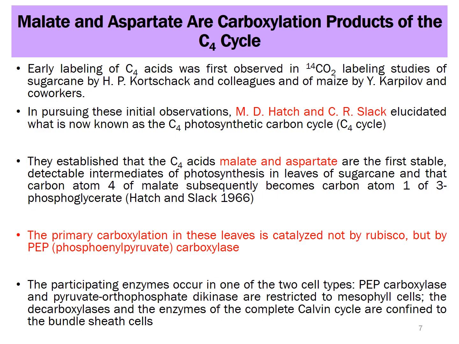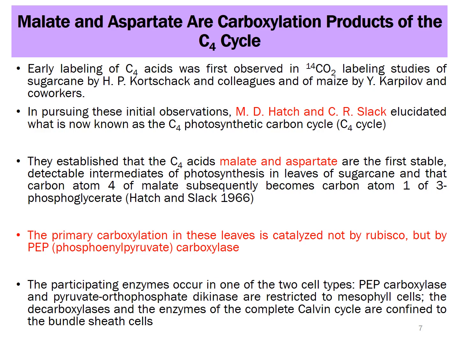The primary carboxylation in these leaves is catalyzed not only by rubisco, but by another enzyme which is known as PEP carboxylase, or phosphoenolpyruvate carboxylase. The manner in which the carbon is transferred from carbon atom 4 of malate to carbon atom 1 of 3-phosphoglycerate became clear when the involvement of the mesophyll and bundle sheath cells was elucidated.